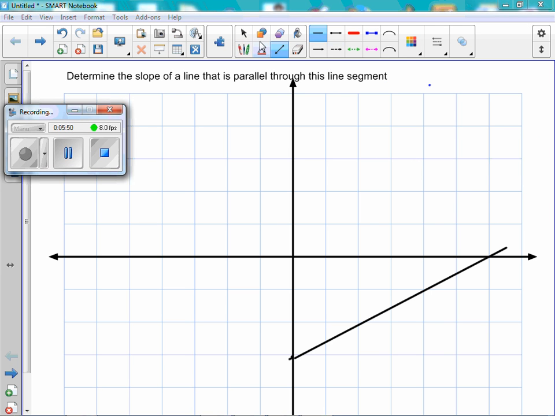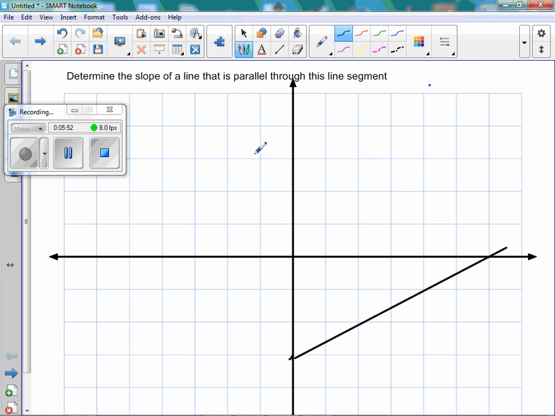The next question is to determine the slope of a line that is parallel to this line segment. This is a line segment. Parallel lines, what do we know about them? They have the same slope. So we just have to determine the slope of this line. We can start here at this little slope intersection, and count up and over. What will we have to do to get, say, here?